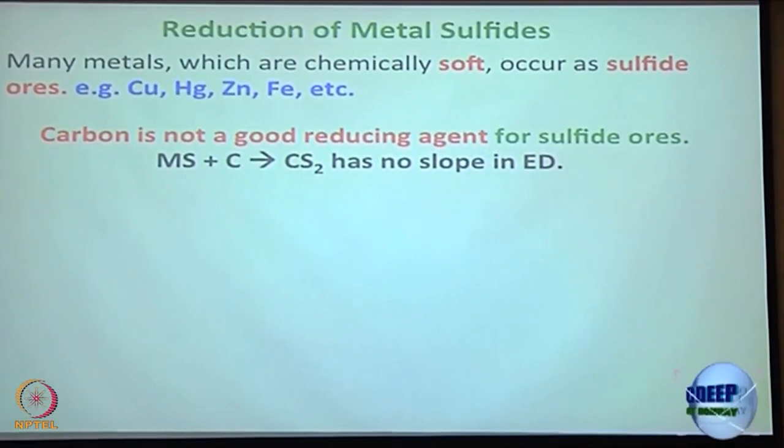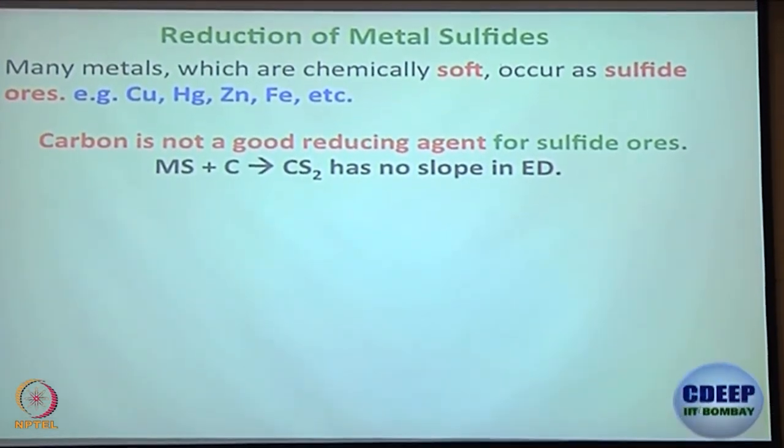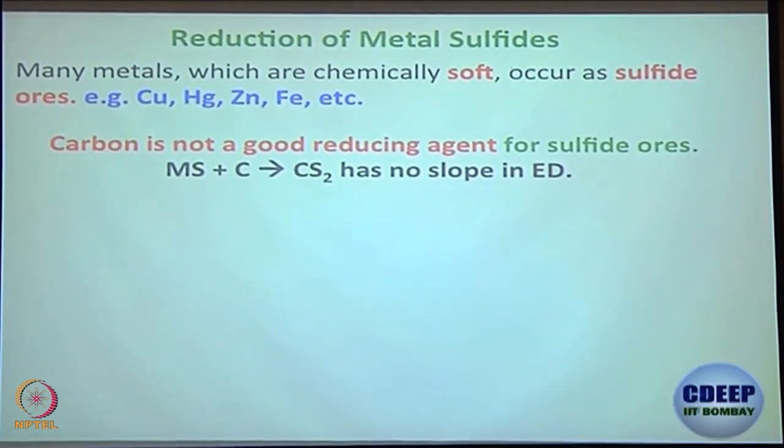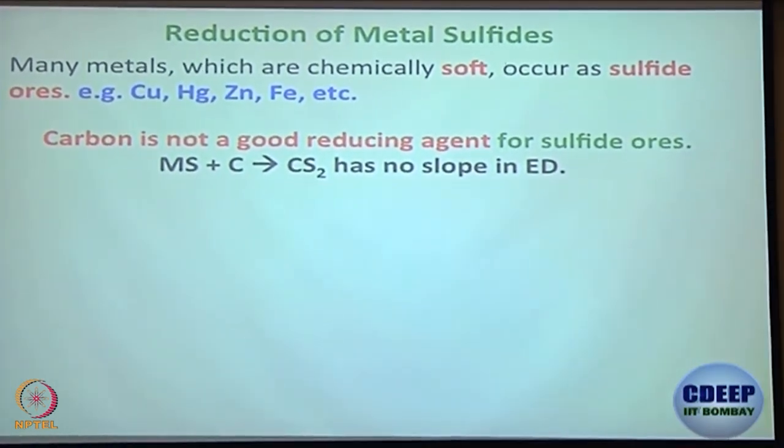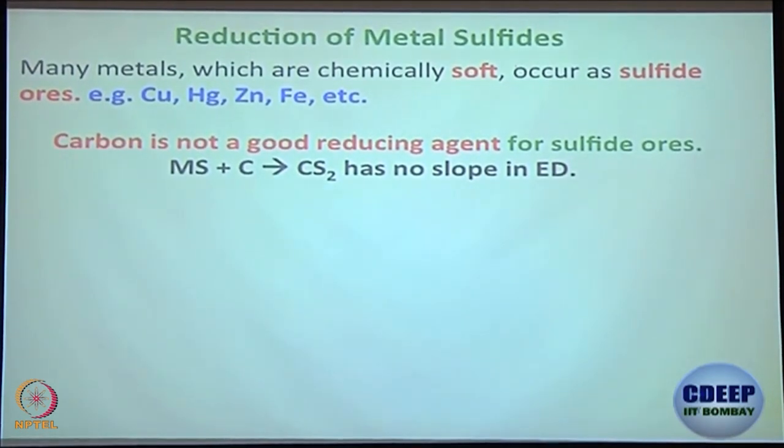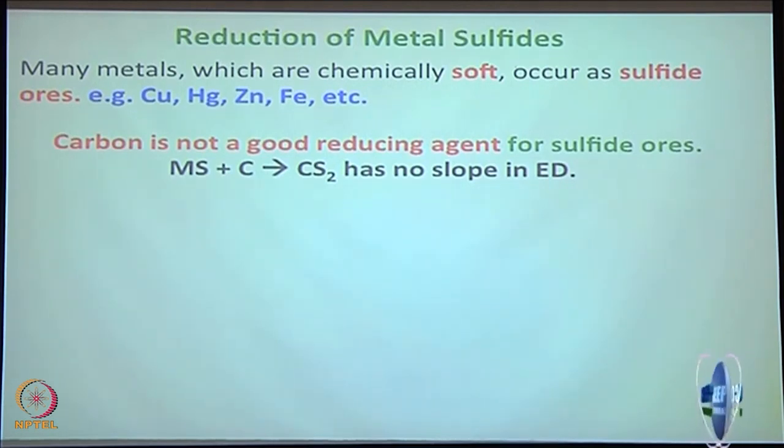The metal sulfide plus carbon going to carbon disulfide formation has almost no slope, it is almost a constant slope in the Ellingham diagram. Carbon going to carbon monoxide, you have seen it is running down, but carbon reacting with metal sulfide, it is a generalized form we have given. Metal sulfide is not just metal and sulfide; as you have seen with Fe2O3, it's a simplified form we have given. Metal oxide MO is not necessarily MO, it can be M2O3. Similarly, metal sulfide can be of different forms.